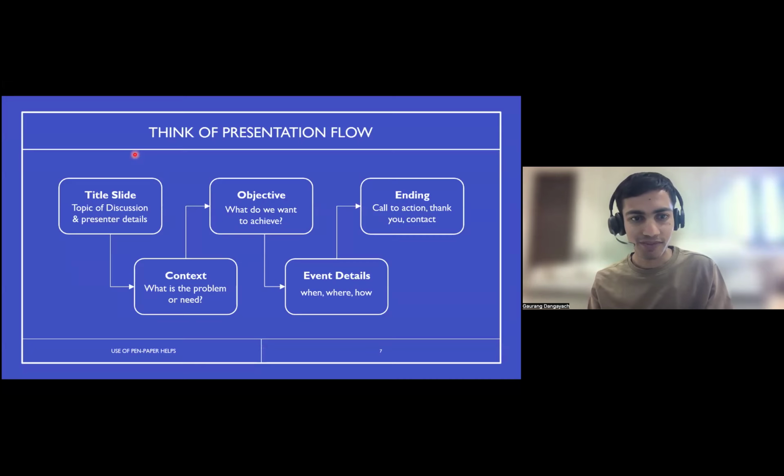Going back to the flow, with the title slide, then the context, setting up the objective. So what is the objective I have in my mind? Then some event details and ending and all of that. So I've already created current situation, benefits, and I don't want any more of these slides.